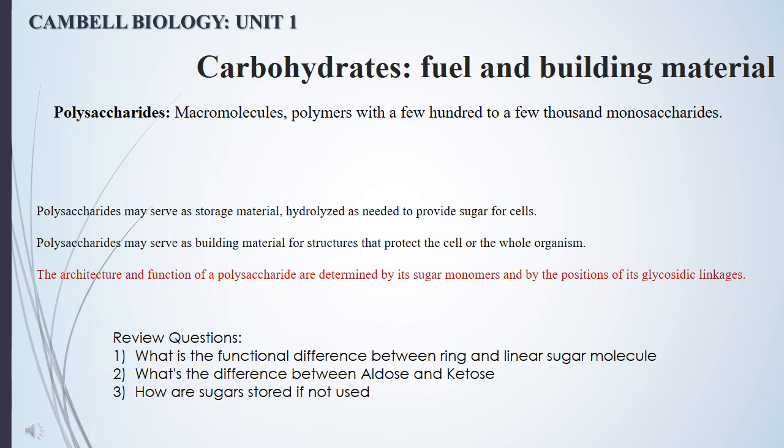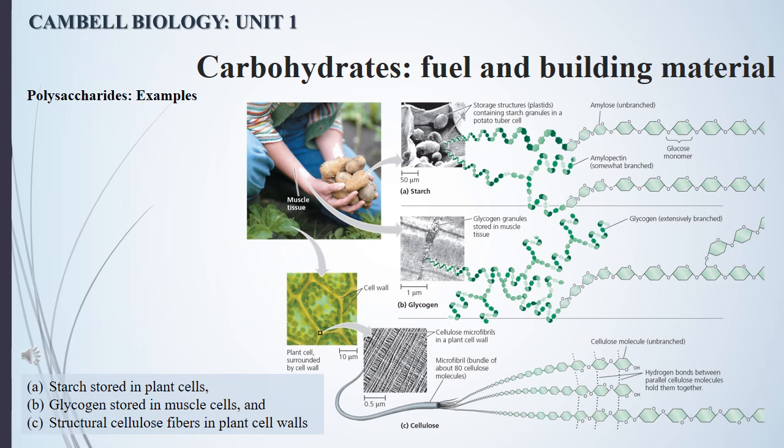But altogether, the architecture and function of a polysaccharide is determined by the sugar monomer that is used to build the polysaccharide, and the position of the glycosidic linkage between the individual monosaccharide constituents. So here are several examples of polysaccharides. In picture A, we have starch, which is stored in plant cells.